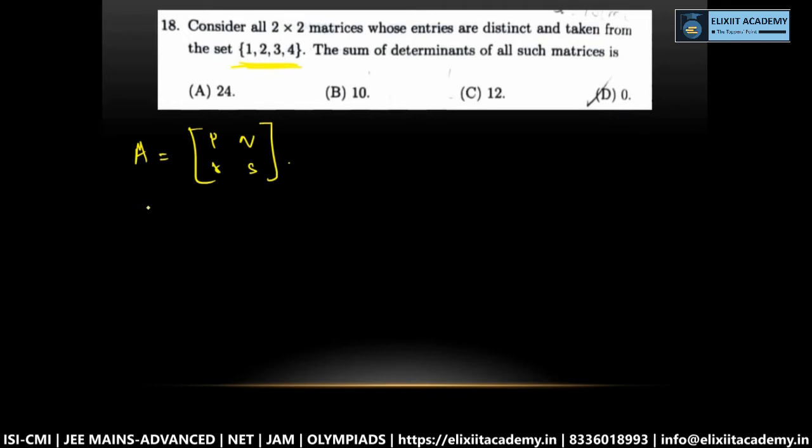So how many cases will you have? There will be 4 factorial cases, because there are 4 elements and 4 positions. So 4 factorial means 24 such matrices.